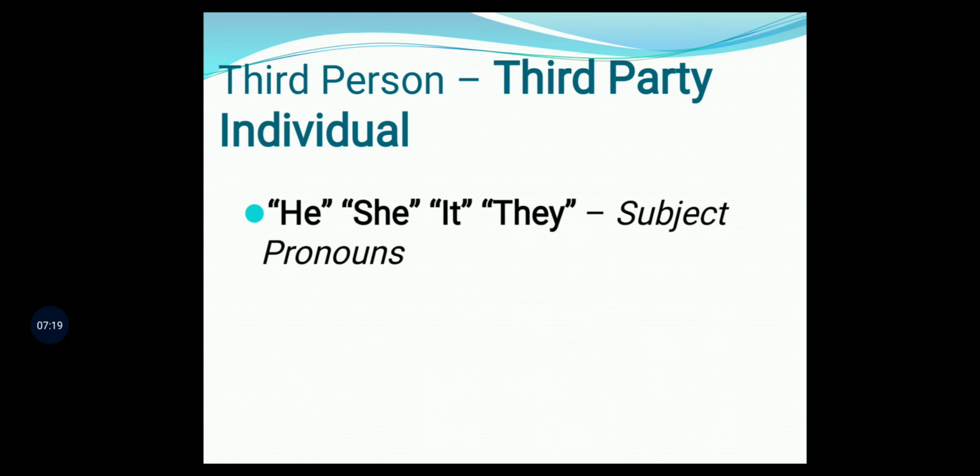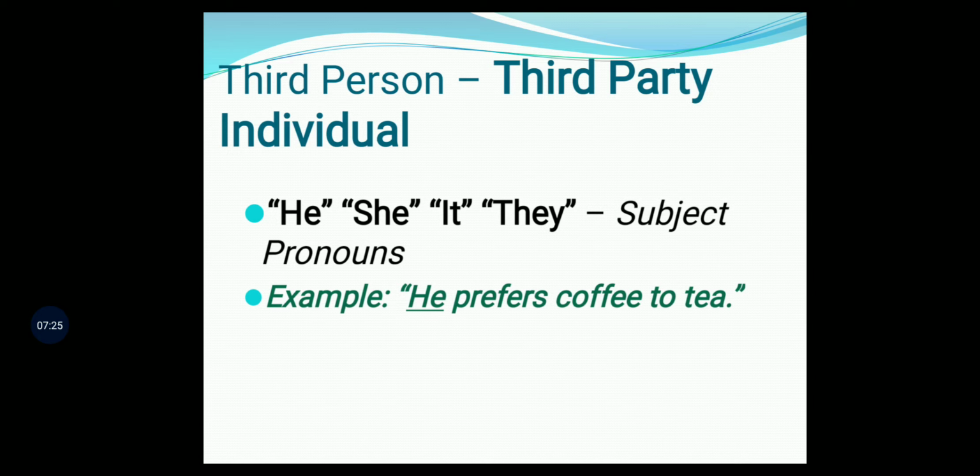So next is the third person. Third person is nothing but the third party individuals. That is, you, the speaker, is speaking to the second person about the third person. In this case we use the subject pronouns he, she, it, and they. So for instance, we have he prefers coffee to tea. This is talking about a third party. In this case, he is the third party.